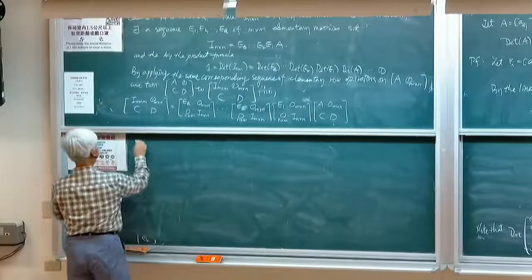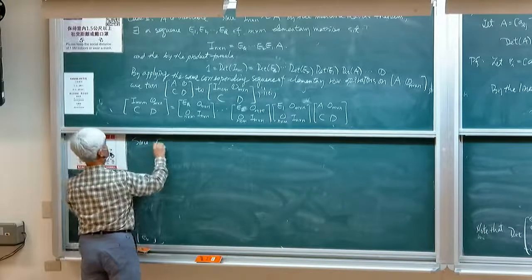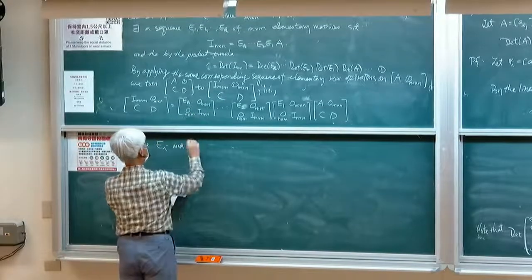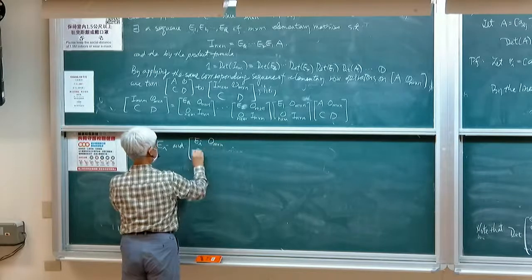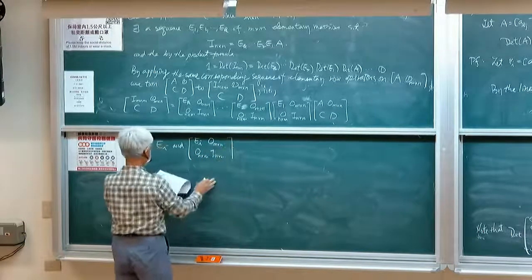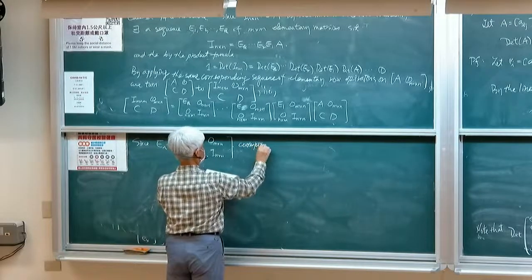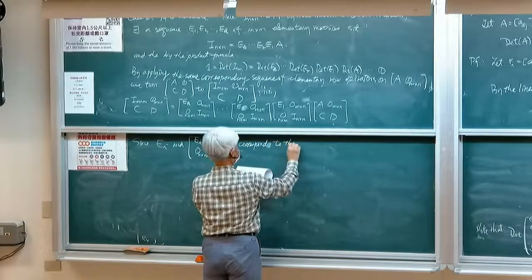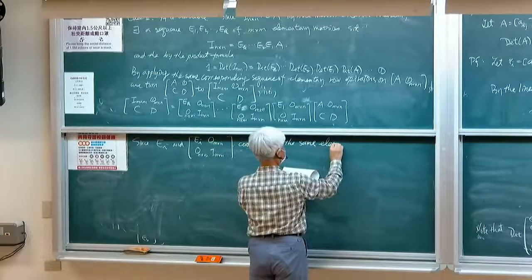Okay, now since Ei and this bigger matrix Ei 0, these two correspond to the same elementary row operations.